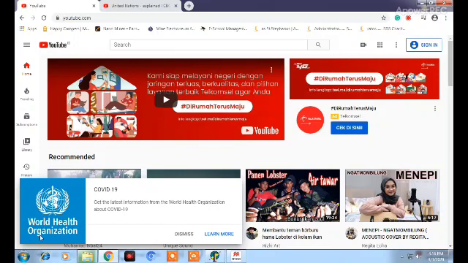WHO stands for World Health Organization. It takes care of health problems around the world. You can see the symbol, it's like a drugstore symbol or like a medicine symbol.